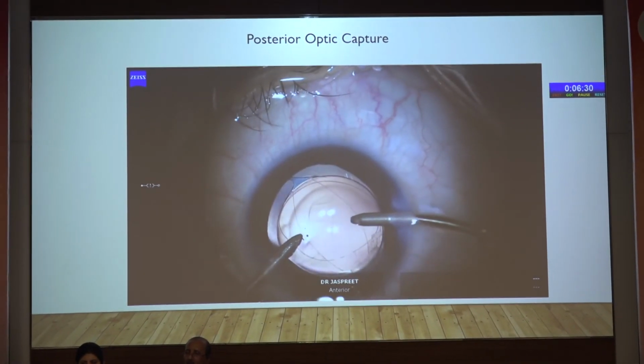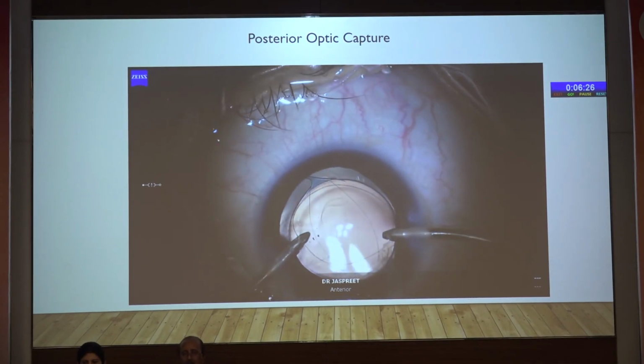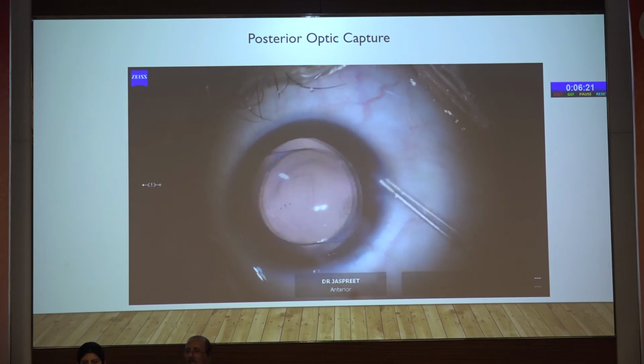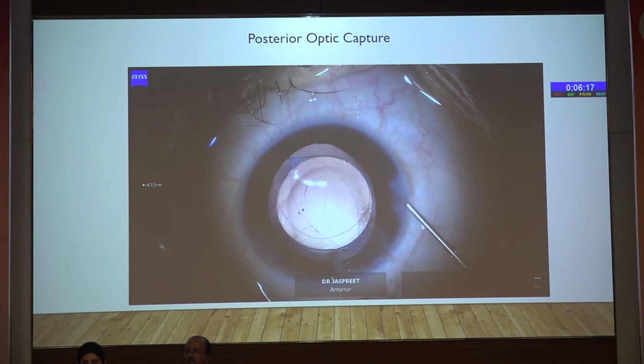So the optic is pushed back, the haptics are in the bag, and this is a posterior button holing or posterior optic capture of the IOL. So you're not doing a vitrectomy here because there are certain proponents of vitrectomy, and there are people who say that vitrectomy in a growing eye can have negative effects including retinal complications. So by this technique you avoid doing a vitrectomy and you are still obtaining a clear visual axis.